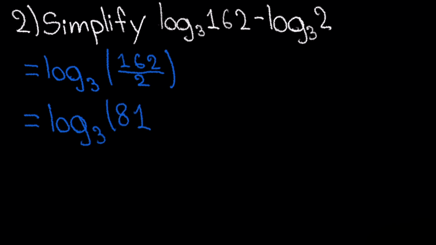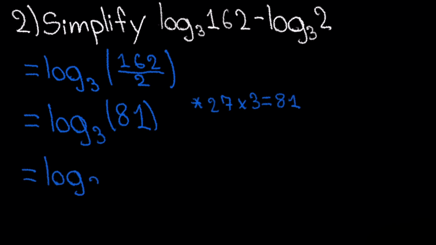Let's see if there is a way that we can simplify this logarithm to a number. So let's think back to the power rule. Let's also think back to the identity rule. Let's see if 81 is divisible by 3. I know that 27 times 3 is equal to 81. This must mean that there is some power that I can raise 3 to for it to equal 81. In this case, this power is 4.